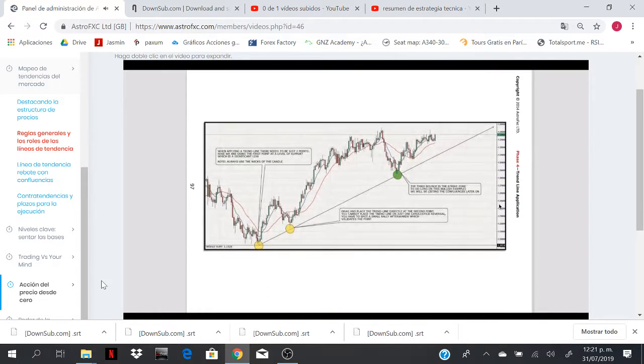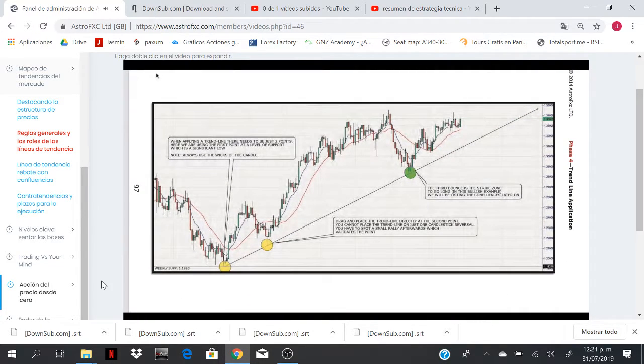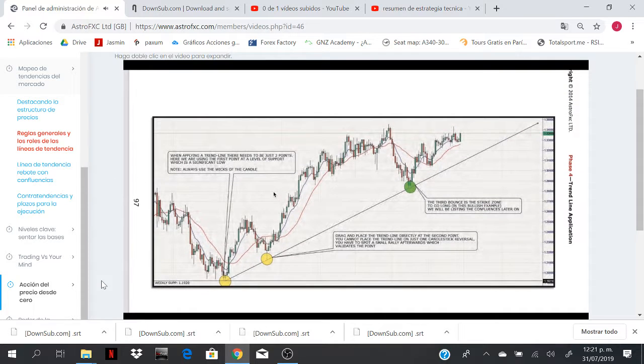If we look at this image over here, I've gone through this in video 1. When applying a trend line, there needs to be just 2 points. When we are using the first point at the level of support, which is a significant low in this case, always use the wicks. Remember, again, it's in the book, so you can study these videos alongside the book. That's what the course is all about, using the crispy charts that we have.